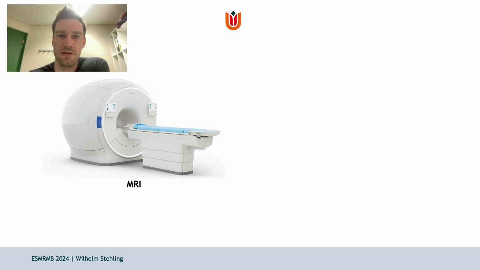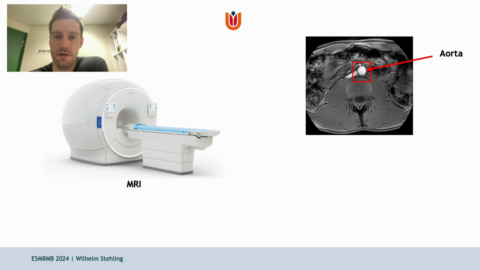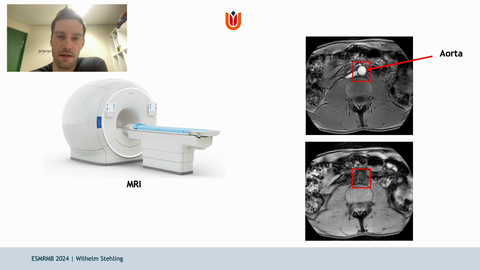That's where my research in MRI comes into place. With MRI, we can make different types of images of the human body. Here you can see an example image of a healthy volunteer. The aorta is within the red box. We can also change the settings of the MRI scanner so that the blood appears dark instead of bright, as shown here. Then we can also see the aortic wall nicely. But why is that useful?